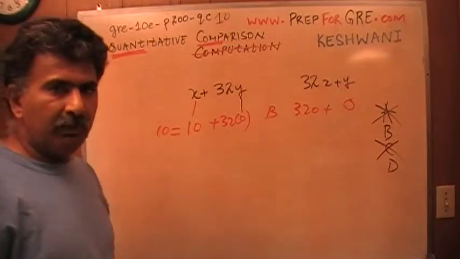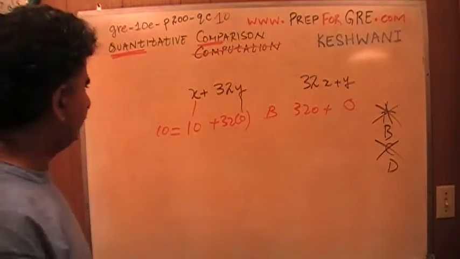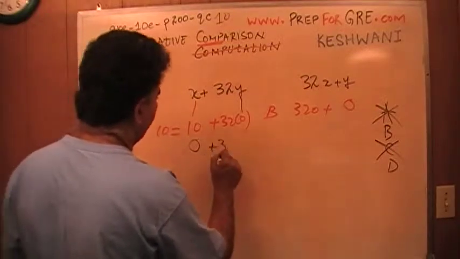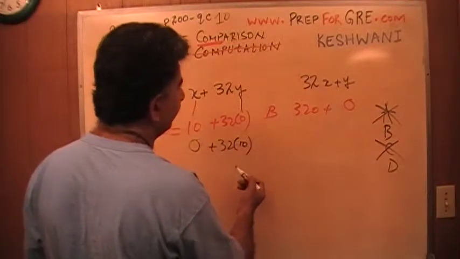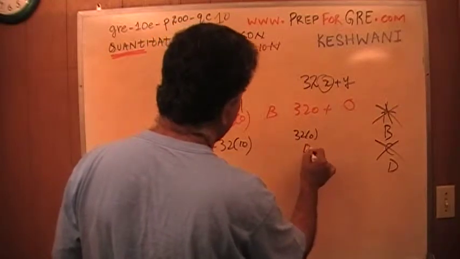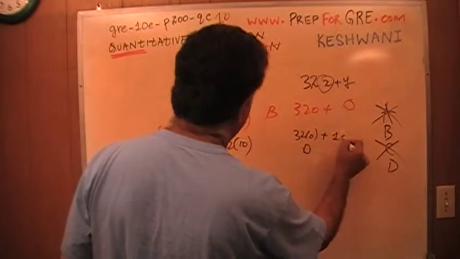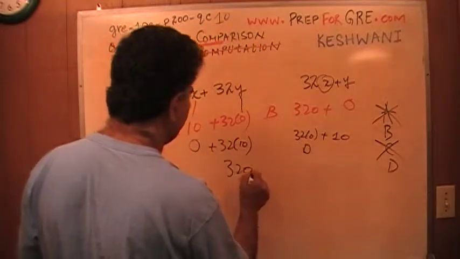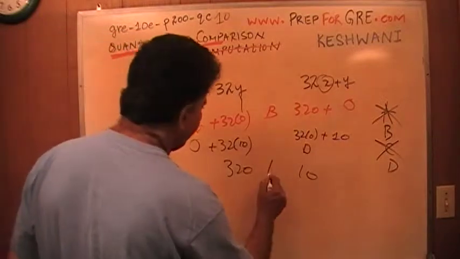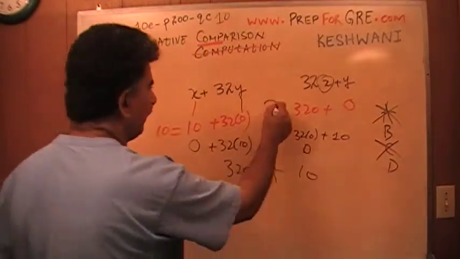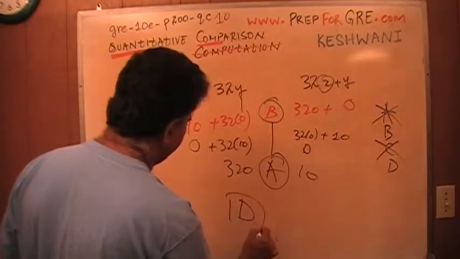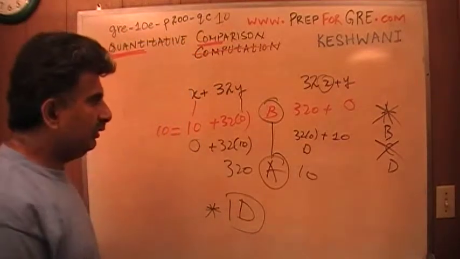Now if I plug in one more time and if the answer changes, then the answer is D. Well, let's plug in one more time. This time I'm going to make x equal to 0 and I'm going to make y equal to 10. If I make x equal to 0, then 32 times 0 is 0 plus y is 10. So now I get 320 versus 10. You see, it's just the reverse. So now the answer is A. Before the answer was B, now the answer is A. Therefore the correct answer is D. It depends on the value of x and y.